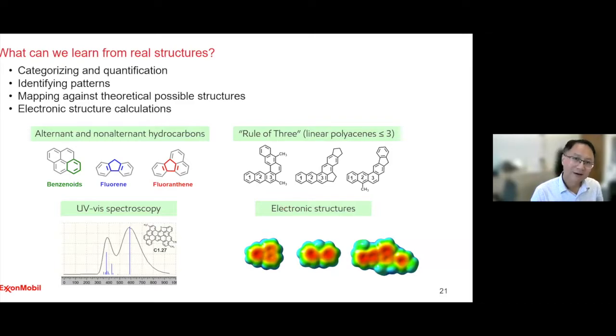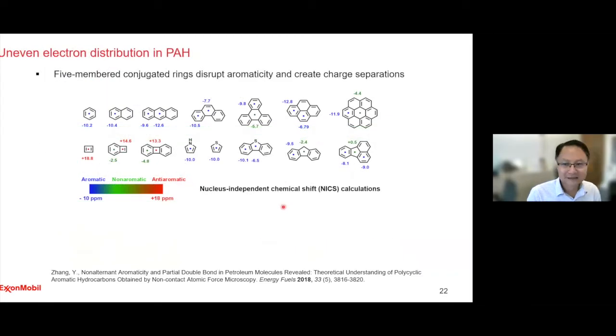And also, we studied the aromaticity. Typically, from what I learned, the PAH structures are aromatic. Because of the conjugation, they are evenly distributed and aromatic everywhere. But we can calculate the nucleus-independent chemical shift. This is a DFT method to calculate the NMR chemical shift.